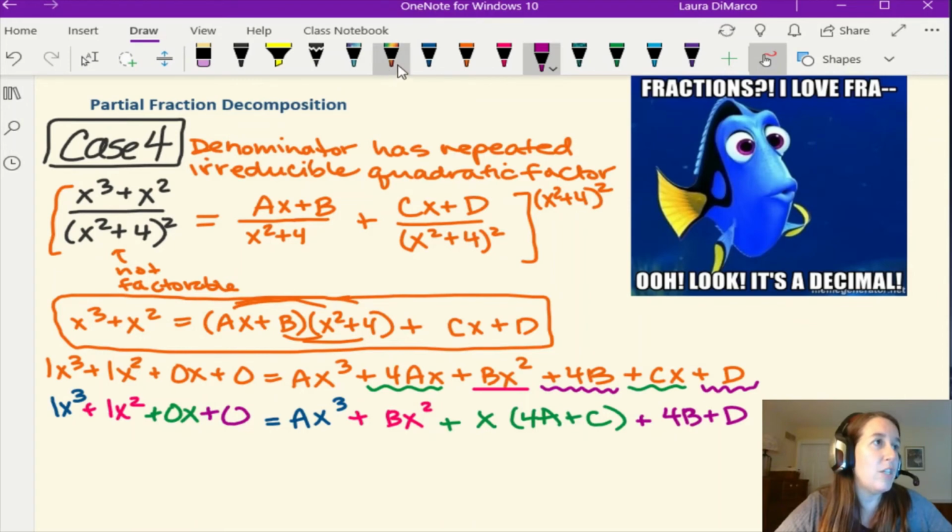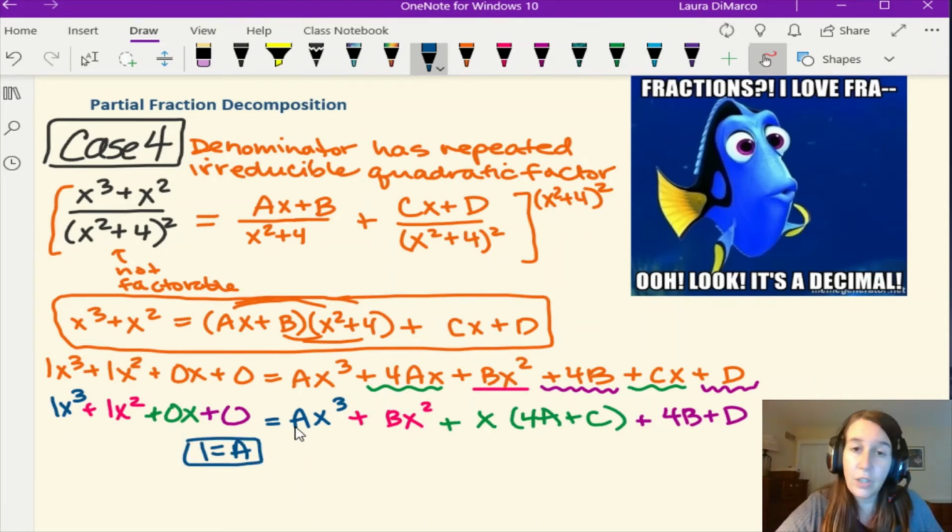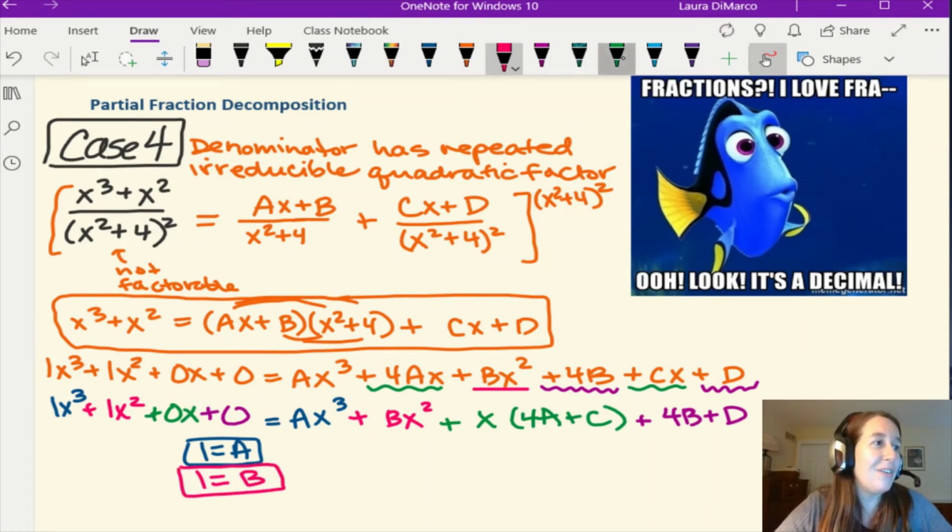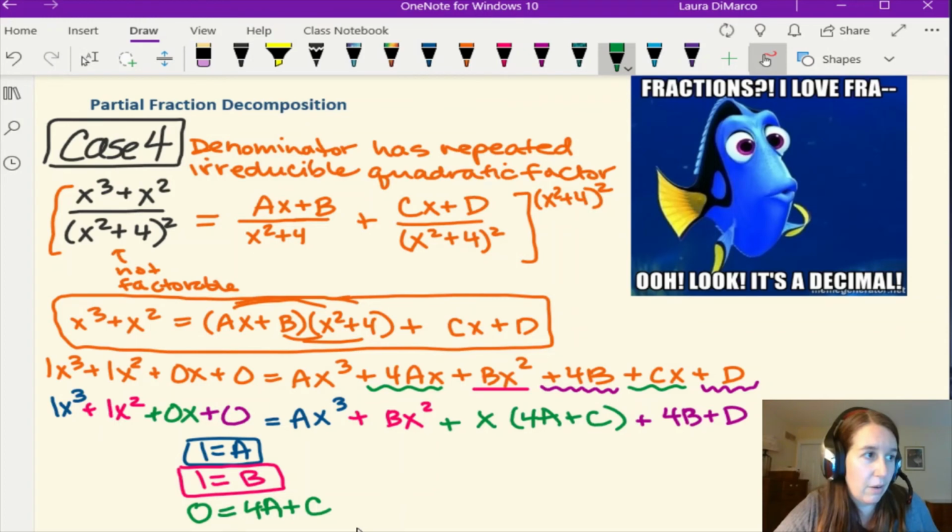Okay, let's set up our equations. In blue, we have 1 equals A, because the coefficient of x cubed is A, or 1. And then in pink, we have 1 equals B. Oh my gosh, this is like my favorite problem ever. Okay, now the x's, 0. Green, 0 equals 4A plus C. Well, that's going to be pretty easy because we already know A, so let's just solve that. 0 equals 4 times 1 plus C, so C is negative 4.